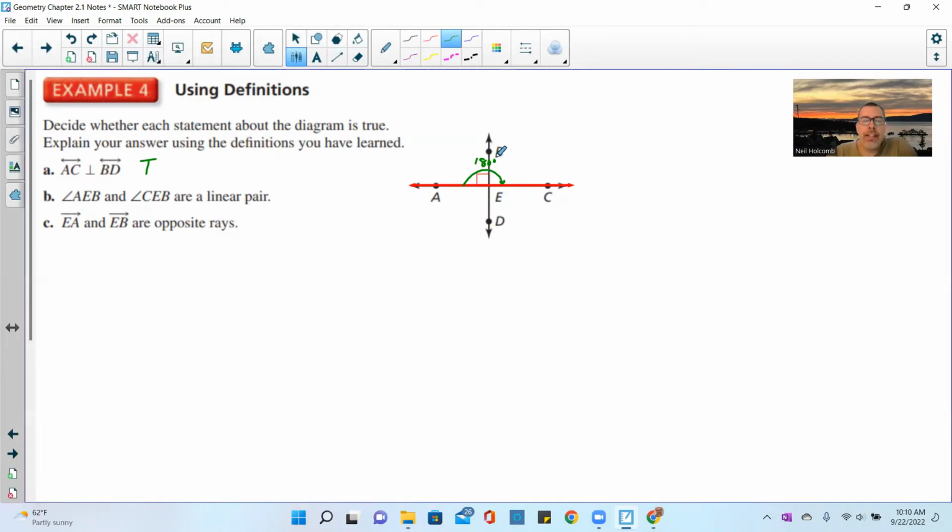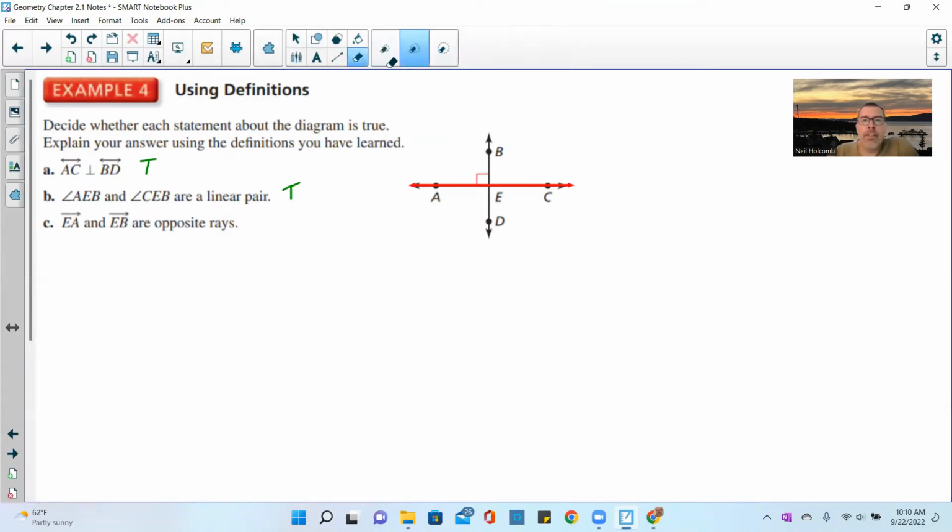So if half of it's 90, then the other half has to be 90 degrees, and therefore that would form a linear pair. And by definition, a linear pair are two lines or two angles that share a common side, which makes them adjacent. Two adjacent angles, sum is 180 degrees. So this is true. And then finally, rays.